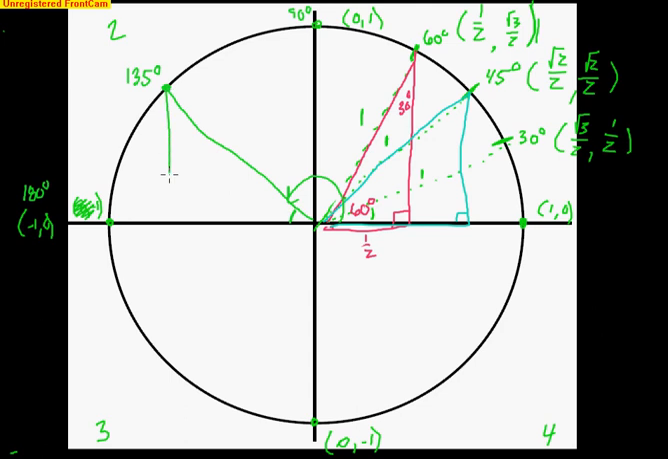So if we would draw that triangle, we would essentially have another 45 degree triangle. And in that triangle, the height is radical 2 over 2, and the base is radical 2 over 2. Now you just got to be careful, because we're in quadrant 2. The base, or the x value, would be negative radical 2 over 2, and the y value would be positive radical 2 over 2. Okay?